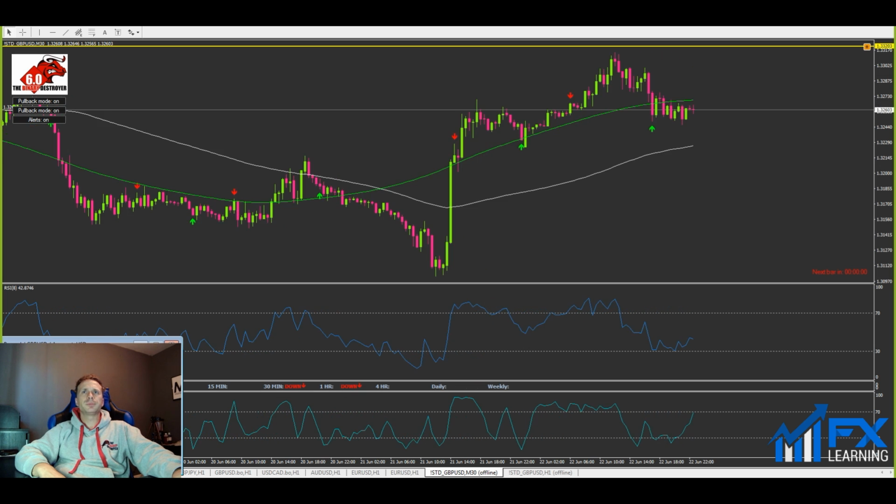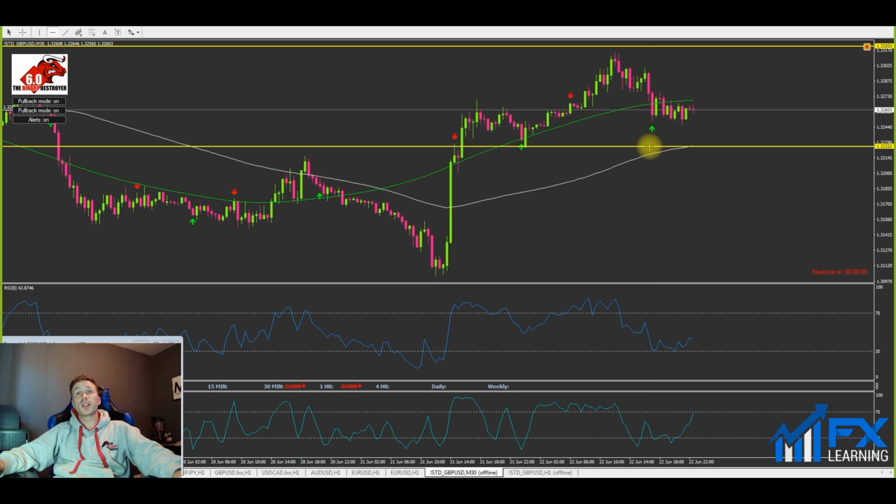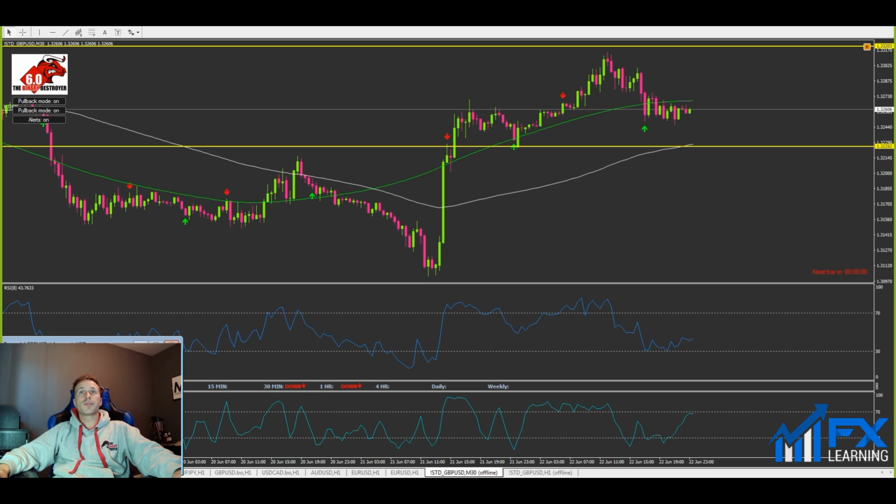Okay, here we go. Right, so we will go for a 30 pip stop loss. Like I said, we'll just go for a round number, 30 pips. Let's see what happens. Okay, that's 30 pips there. So 30 pips for 30 pips. Hopefully this hits take profit.